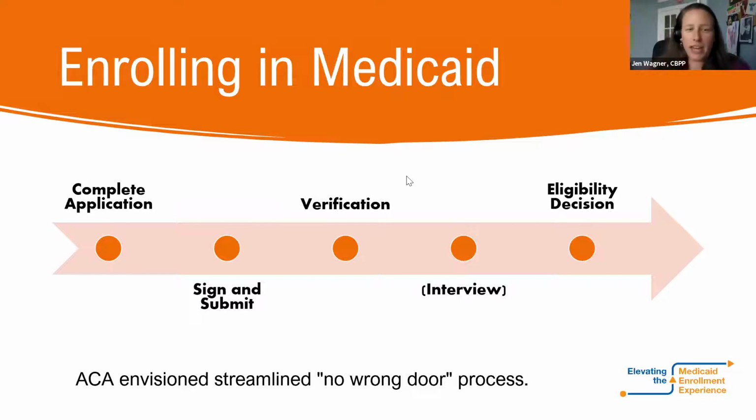So when we talk about enrolling in Medicaid, the Affordable Care Act did envision a really streamlined, no wrong door process. And there are a lot of great options out there that are intended to actualize this process. Now, some states implement this better than others, and so we're going to go through a lot of the different options and requirements that are meant to get to that no wrong door, but there are a lot of advocacy opportunities along the way to get there.